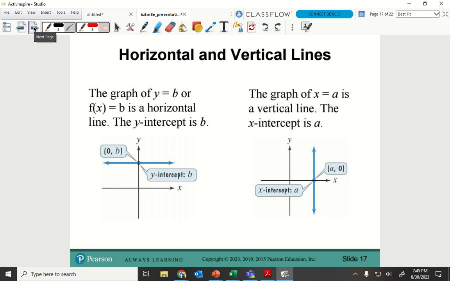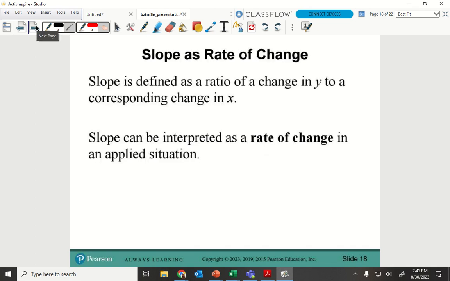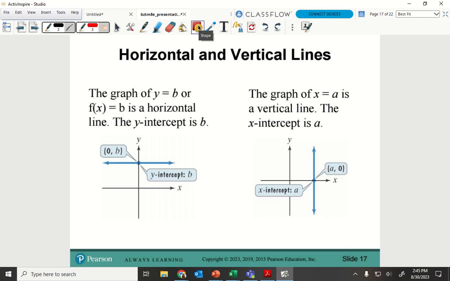Horizontal, vertical. I already talked about that. Baby. Hey, what? Oh, no, we're good. Okay, you good? Okay. There we go.